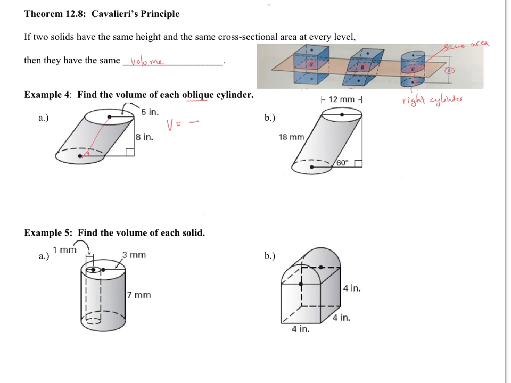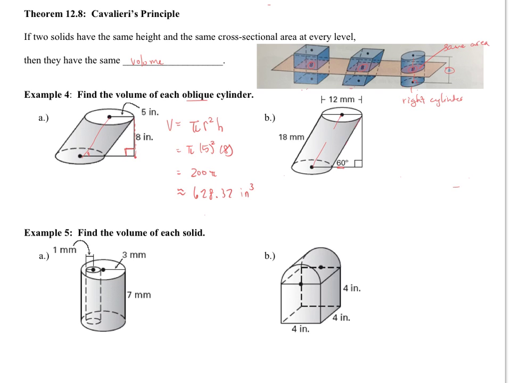So to find the volume, we still use pi r squared h, and then 5 would be the radius, 5 squared, and then we have to use the height that forms a right angle to the base. So it will be 8, and it's given. To leave it in terms of pi, it would be 200 pi. And in decimal form, it would be 628.32 cubic inches.